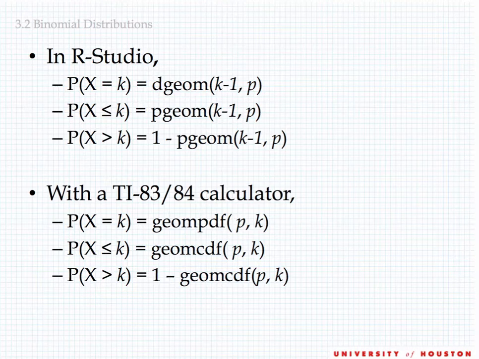The commands for RStudio involve dgeom or pgeom, depending on whether we're working with an equality or inequality. We put in k minus 1 or n minus 1 instead of n into this, comma, our probability for success. With the TI-83 or 84 calculator, we have geometPDF for the equals, geometCDF for the inequalities, and this takes the probability first and then where our first success occurs.